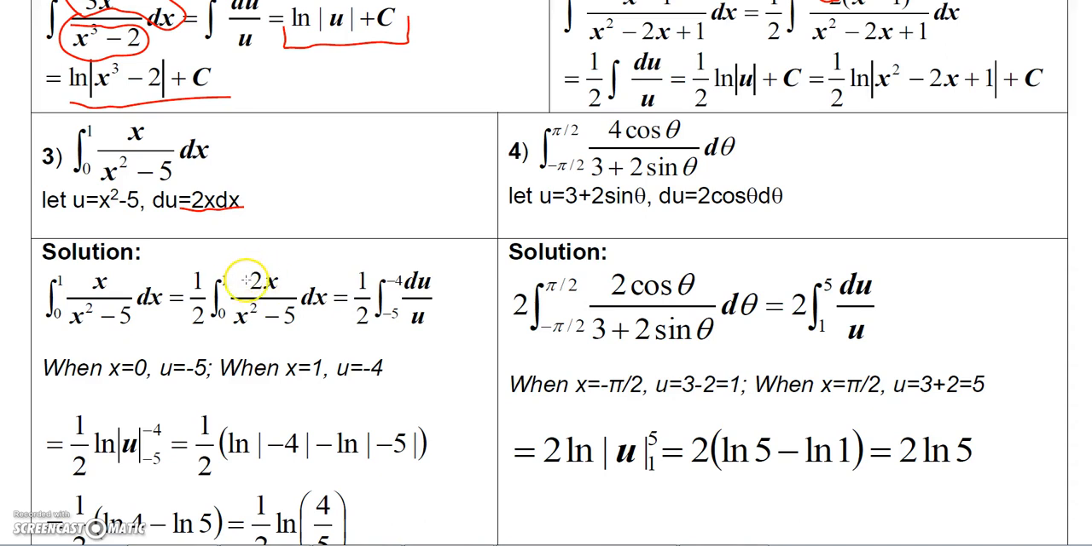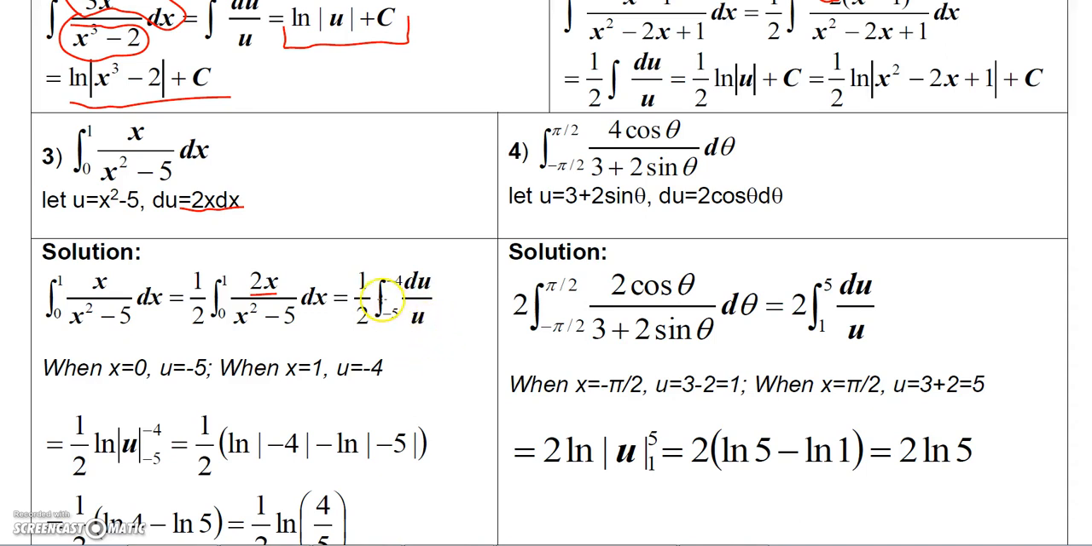So what I'd do is I'd need to multiply the inside by 2 so that the numerator would be the 2x dx, that would be the du, and then the x squared minus 5 is the u. But putting a 2 on the inside means I have to put a 1/2 on the outside. So I actually have 1/2 the integral du over u.